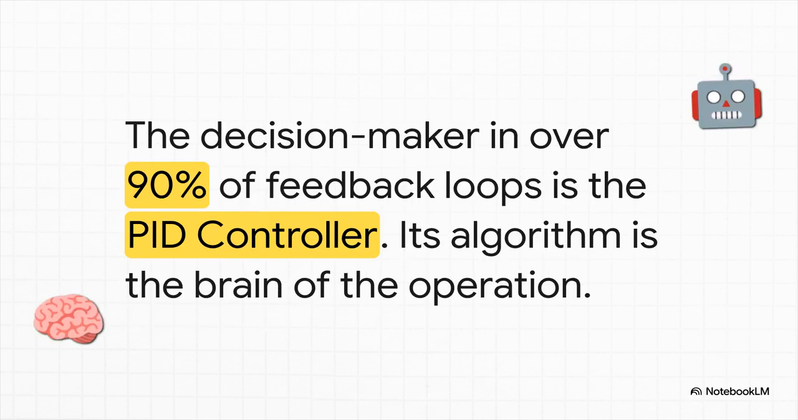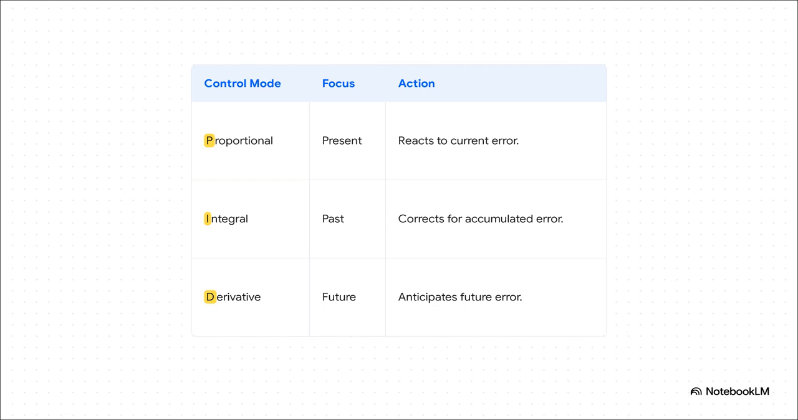So, what's making the decision in that correct step? Well, in over 90% of industrial loops, it's something called a PID controller. This is the brain of the whole operation, and its name, PID, tells you exactly how it thinks about the error to figure out the best correction. I love this way of thinking about it.